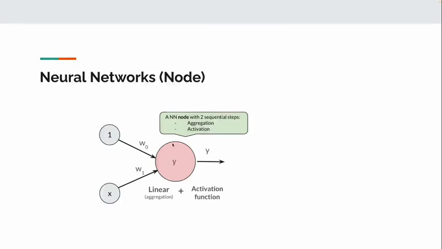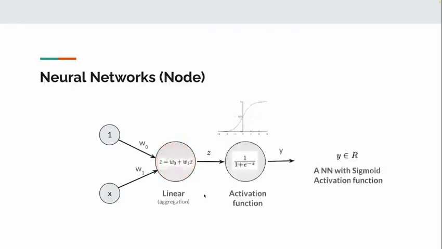If you encounter this kind of diagram of a neural network, you need to quickly connect that this Y is coming through a two-step process: linear aggregation, and then an activation operation or activation function.